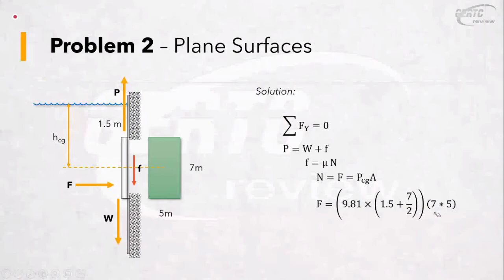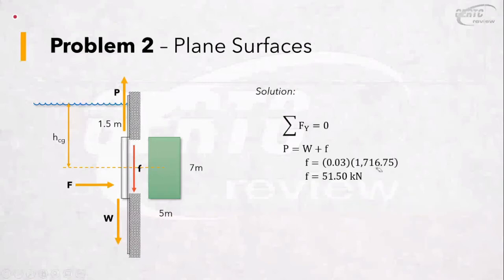And that force, you substitute as the normal force. This normal force is multiplied by mu, then we can get the frictional force. And once we get the frictional force, we go back to our main formula and just add the 2,000 and the frictional force. Then there we have it. That is the force to solve, the force to lift the gate.